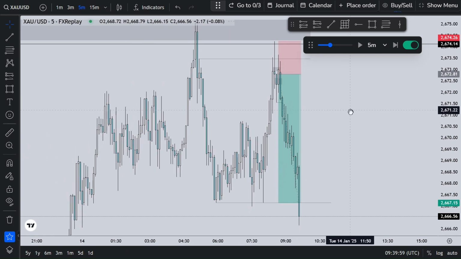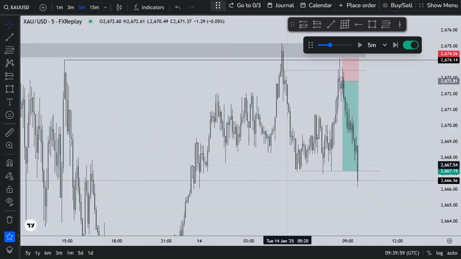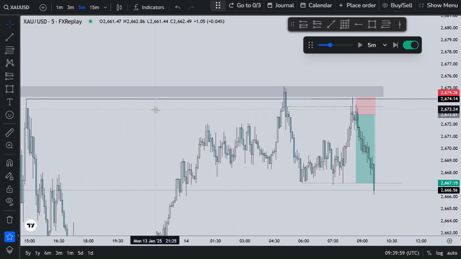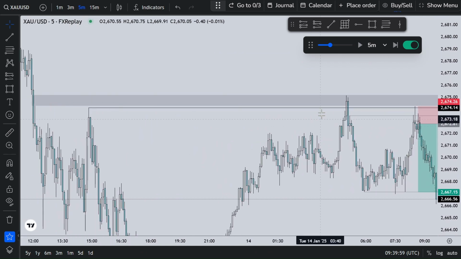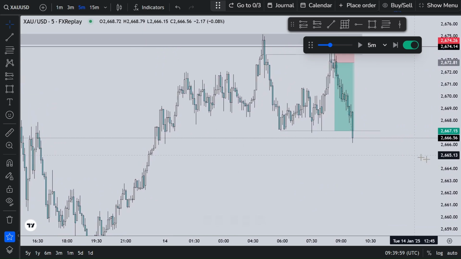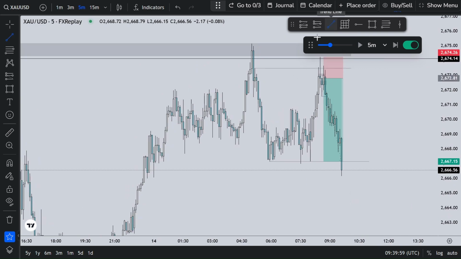If I just go on to the 5 minutes to show you, give you a rundown. So we had this high here. Price came in, took this high, respected this 5-minute fair value gap, and as you can see, if you didn't get on the initial push down like me, because I wasn't on the charts, then that's fine. You can get the same entry that I did.